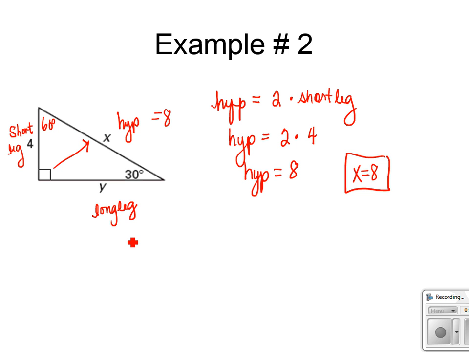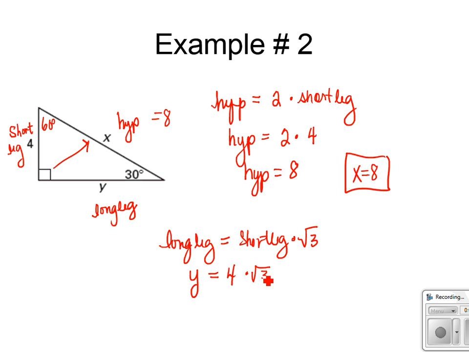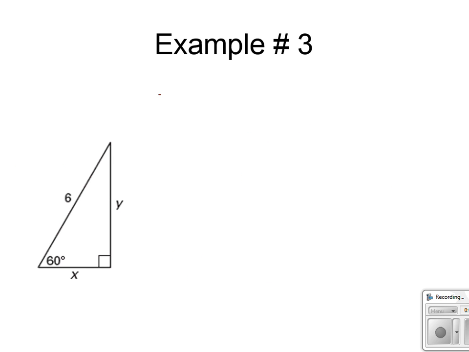Now I can find my long leg, because long leg is equal to the short leg times the square root of 3. So the long leg is y, the short leg is 4, and the square root of 3 stays the square root of 3. So y equals 4 square roots of 3. So the long leg is 4 square roots of 3. All right, so let's try another one.